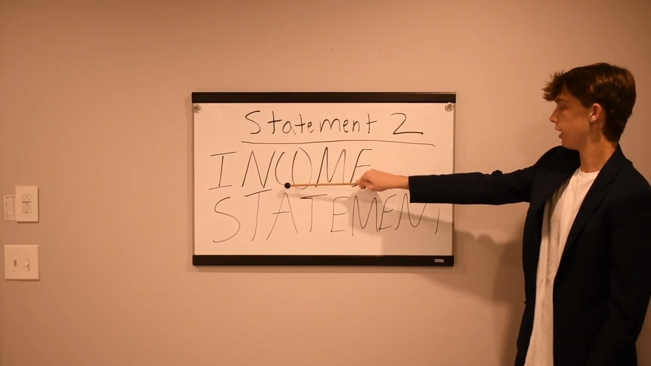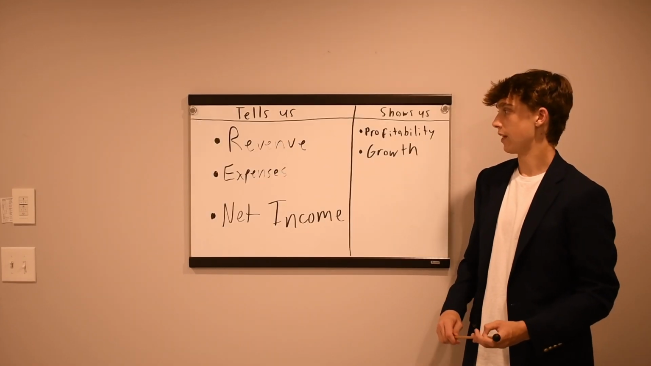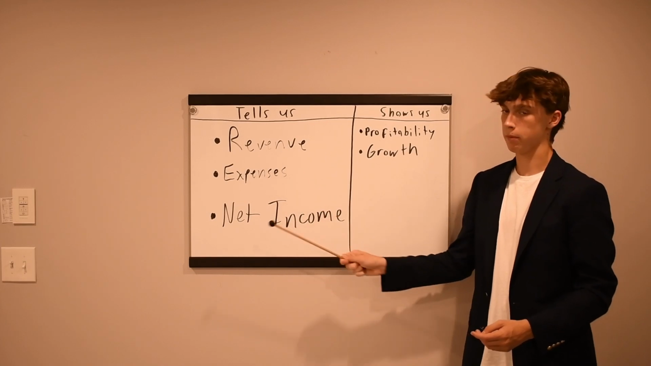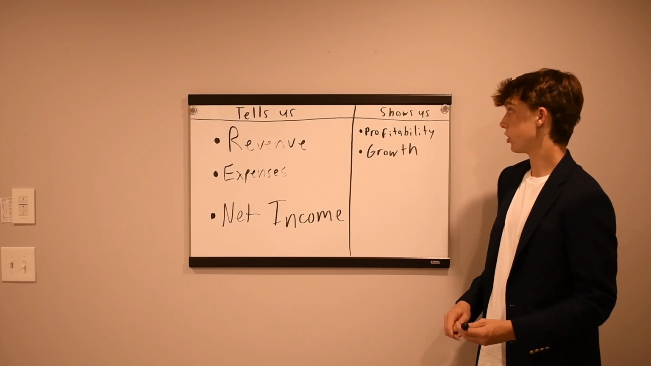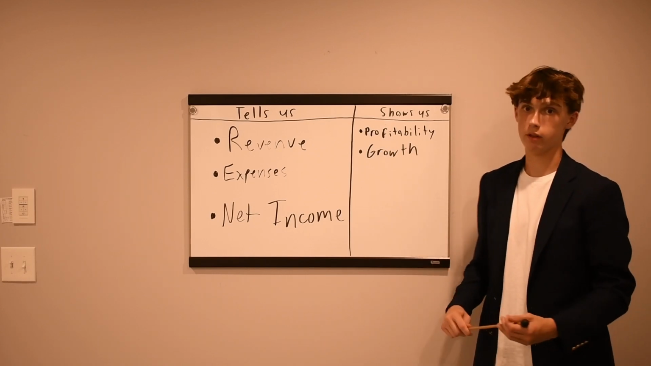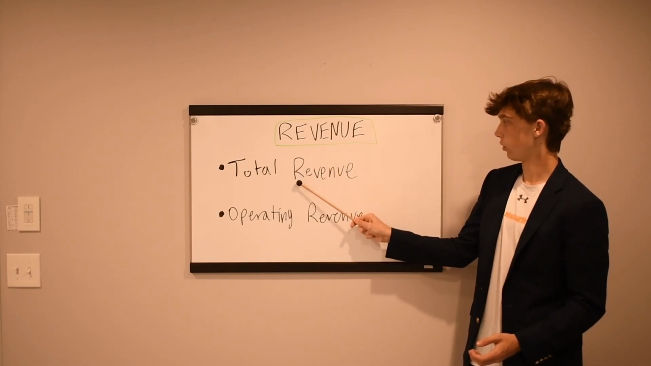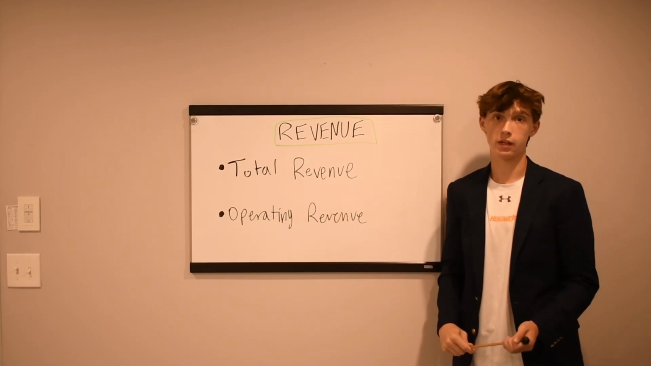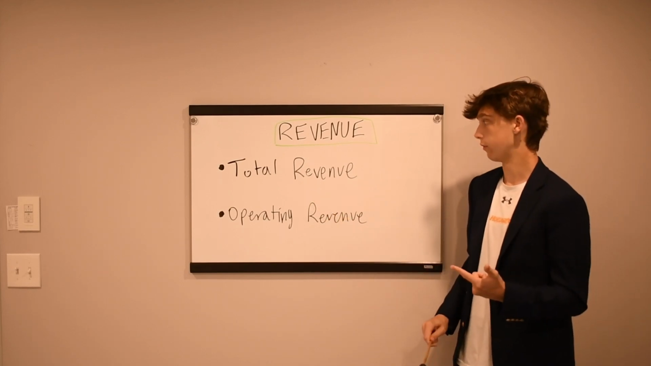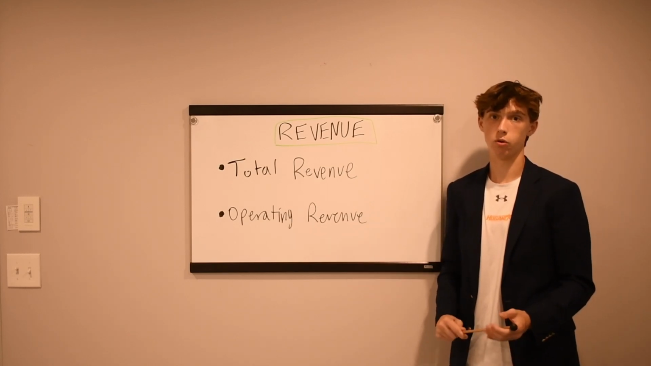Statement 2, income statement. The income statement is a financial statement that tells us the revenue, expenses, and net income of a company over a certain period of time, normally a year. It is very important as it shows us the profitability and growth of a company over that period of time. So a company can have 2 different types of revenue, total revenue and operating revenue. The total revenue of a company is everything that the company makes from their core activities and any other sources of revenue that they have. The operating revenue is everything that the company makes from just their core goods and services that they sell.